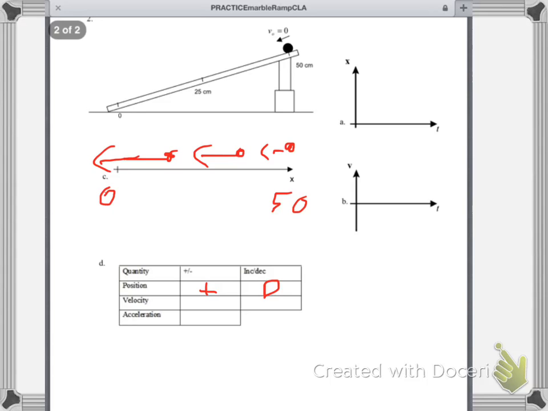Our velocity, because we're going right to left, from 50 to 0, is negative. It is negative, but it is also increasing because we can see our arrow lengths are getting longer. We know that the velocity is going up. The velocity is increasing, so it is becoming more and more negative.